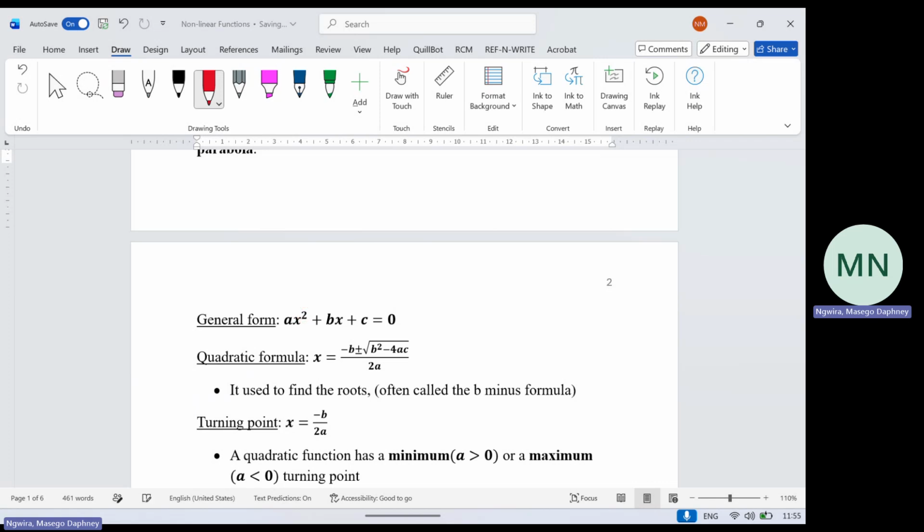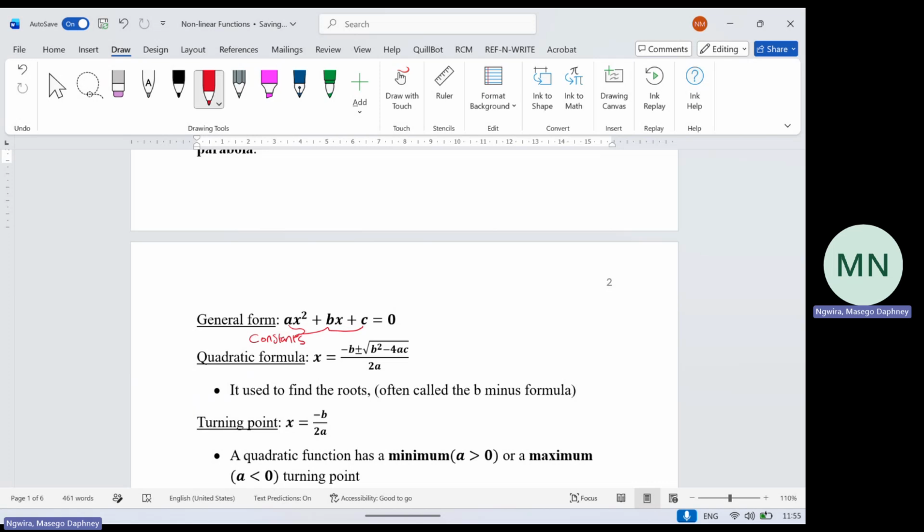The general form of a quadratic function is written as ax squared plus bx plus c, with a, b, and c being your constants. These are constants, they can be any number. And this is what you call the degree 2, the highest exponent.